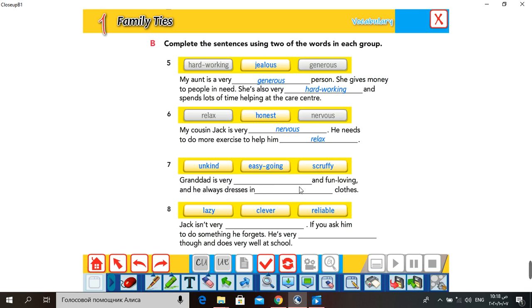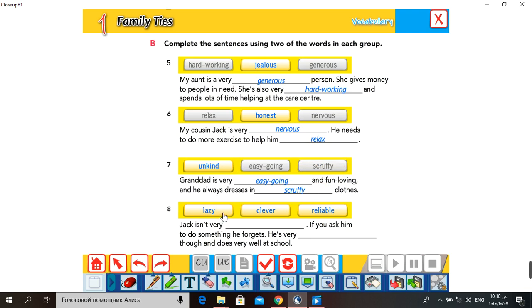Granddad is very easygoing and fun-loving. He loves to have fun. And he always dresses in scruffy clothes. Do you think we can say here Granddad is very unkind and fun-loving? No, I don't think so. I think we can say he is easygoing and fun-loving. Easygoing, someone you can deal with easily. And he always dresses in unkind clothes or scruffy clothes. Scruffy, not very organized. Okay.